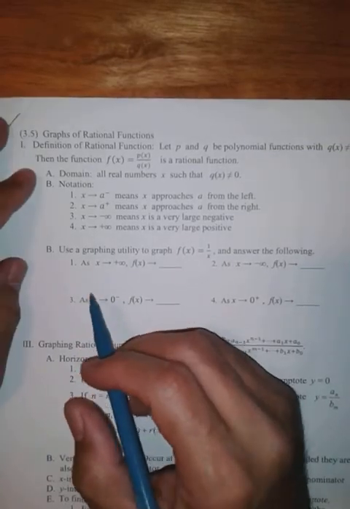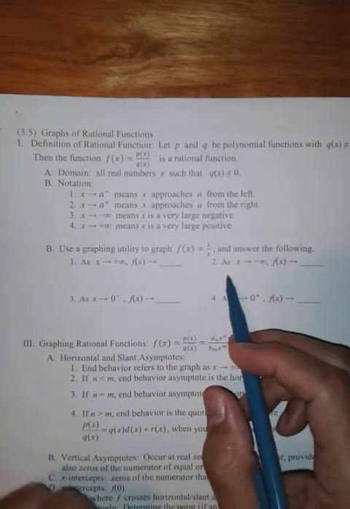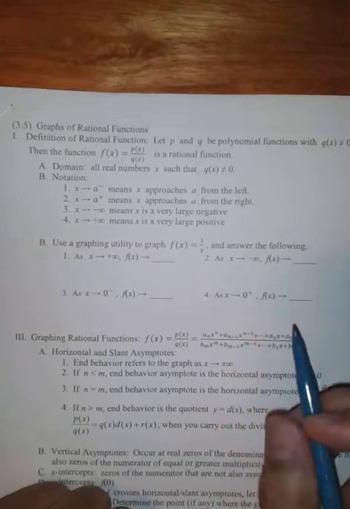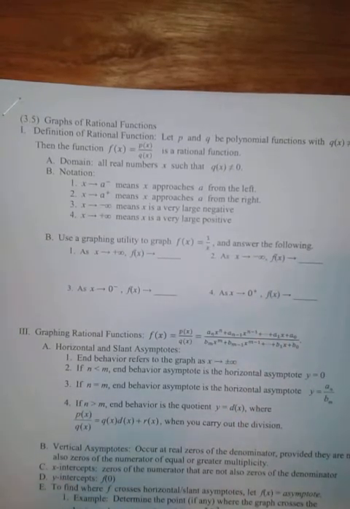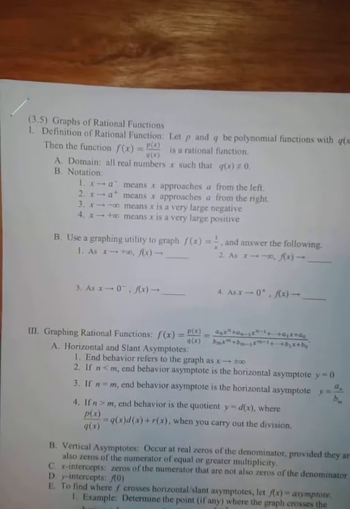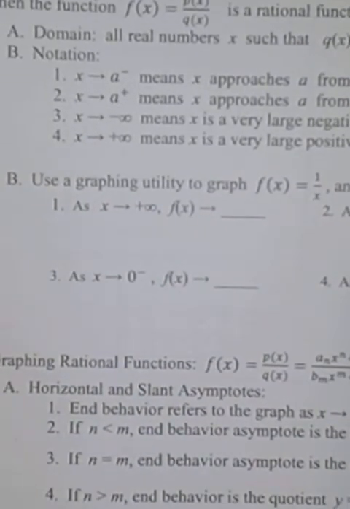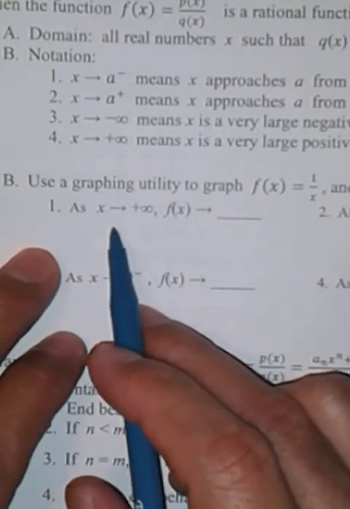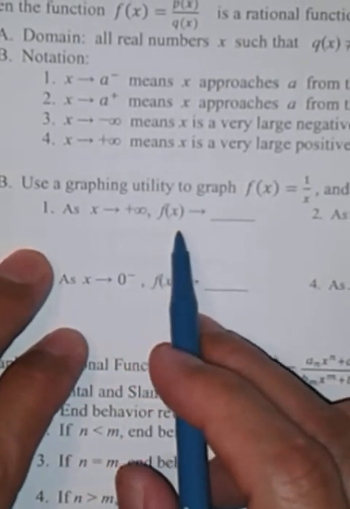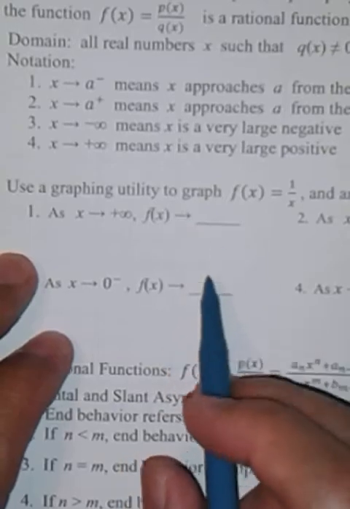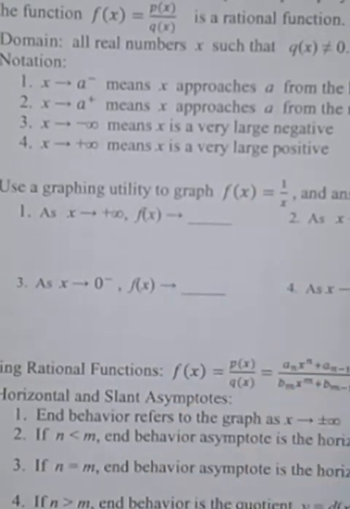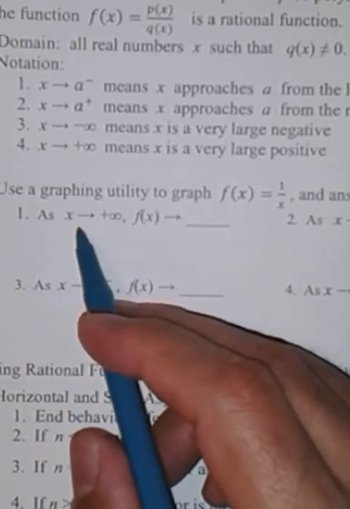All right. Letter B, use a graphing utility to graph f of x equals 1 over x and answer the following. So, we'll graph it once we're in class. For now, let us analyze it. So we'll use some values of x to analyze what happens. All right, so number 1 says, as x approaches positive infinity, f of x approaches blank. So what does f of x approach? Again, remember f of x is a value of y, for some value of x.